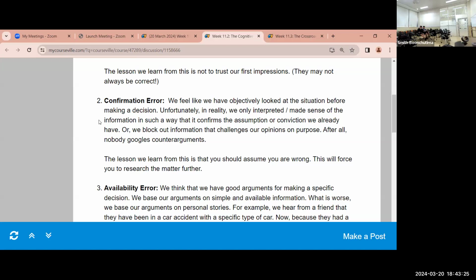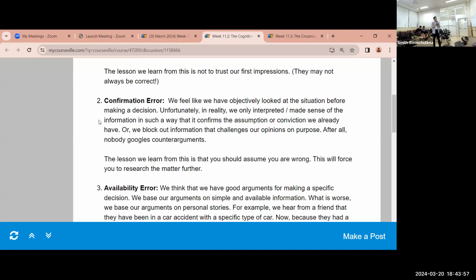Shana, what is your case? The parents of bad children always think that their kids are the most beautiful thing in the world, the kindest kids in the world, but actually not. Yes, you are right. Okay, that is the confirmation error.